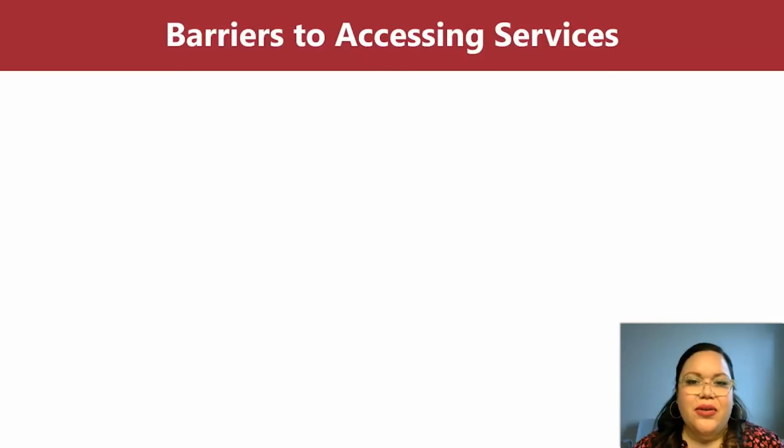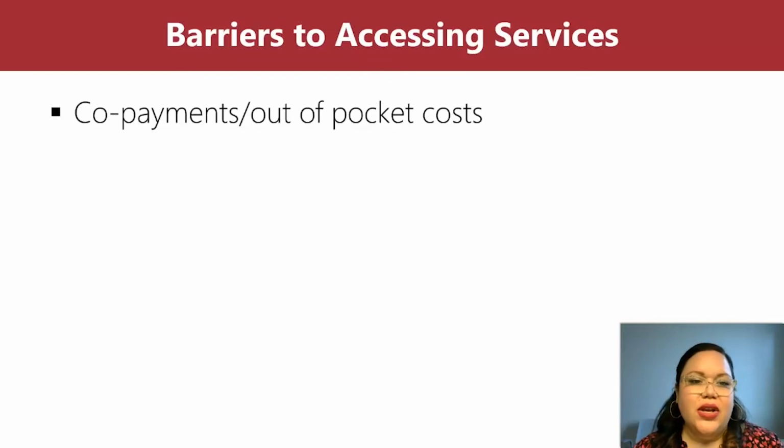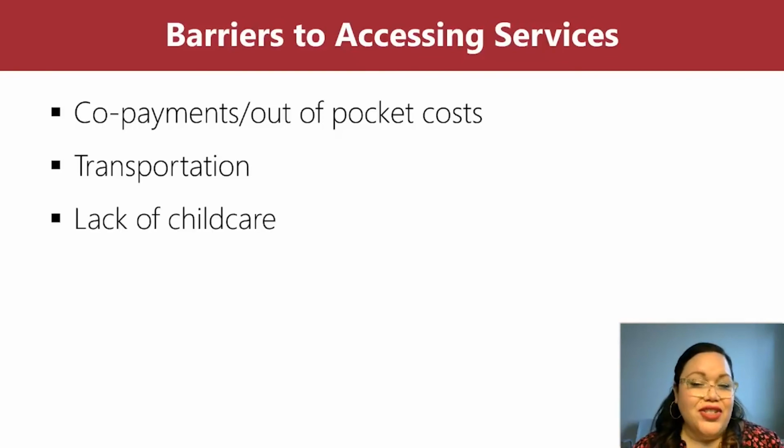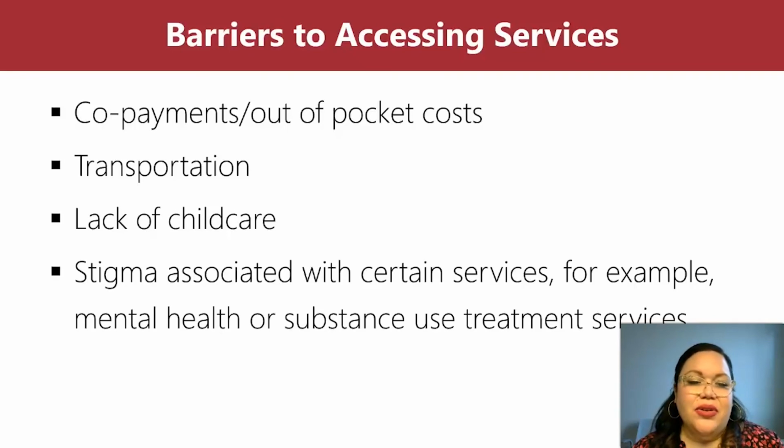So things that we know about services could be things like co-payments or out-of-pocket costs, difficulties and challenges with transportation, lack of childcare that often happens, and any stigma associated with certain services, whether they are mental health or substance use, but also even just certain levels of pride with clients where they don't want to be involved in charity or receive welfare, and they might require some empowerment and assistance to know what their rights are in accessing these services.